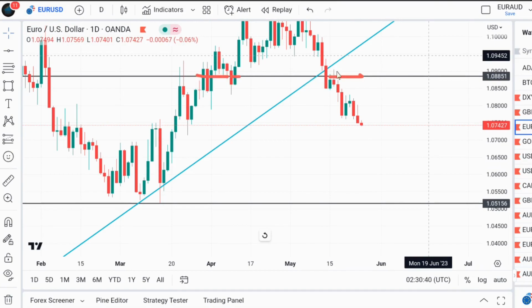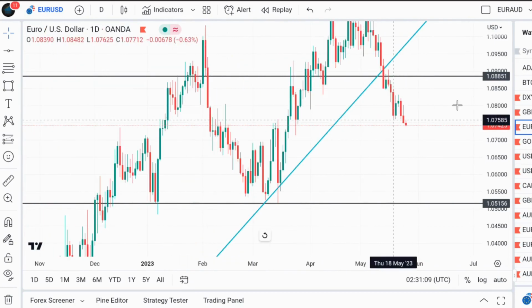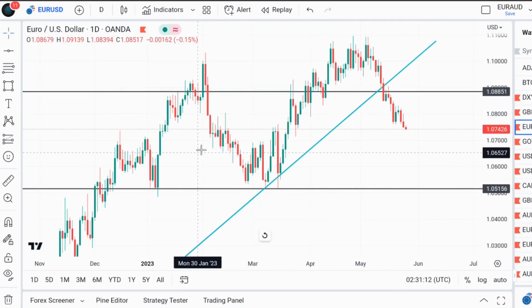As you can see, we have a break of this area to the downside, then we have a push, exhaustion phase, then a push. You might see an exhaustion phase before another push and exhaustion phase. But the overall bias is to the downside and the target is 1.05156. So you just have to find your entry and then join the trend. But the whole trend is now to the downside unless the market says otherwise, because the market is always right.